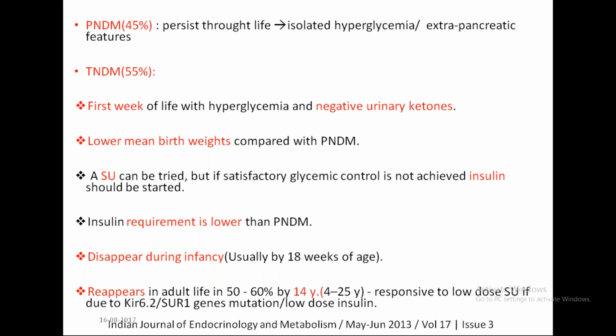In the first week of life, hyperglycemia with negative urinary ketones can be present. There are lower mean birth weights compared to the rest of the diabetes patients. Sulfonylurea can be tried, but if satisfactory glycemic control is not achieved, insulin should be started, and the insulin requirement is lower than that of the other types. It disappears during infancy, by 18 weeks of age, and it can reappear in adult life at around 14 years.